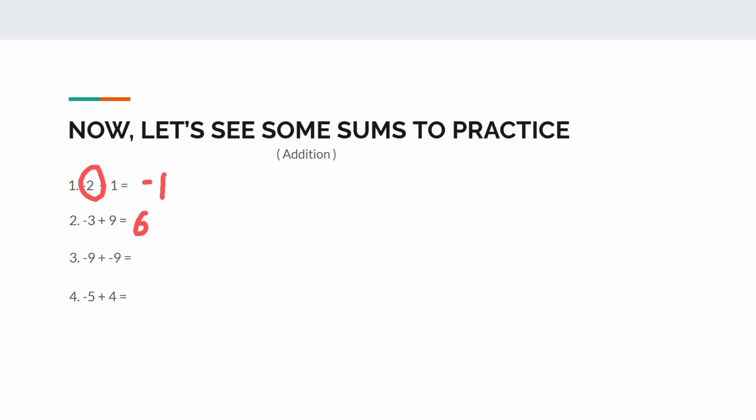Now for my third sum, the first sign is negative and my second sign is also negative. Here I have two negatives, and some students might think that when both are negative, the answer is simply negative, but that is not true. We have to add for this. Why? Because they both have the same sign, right? So this is a simple rule.